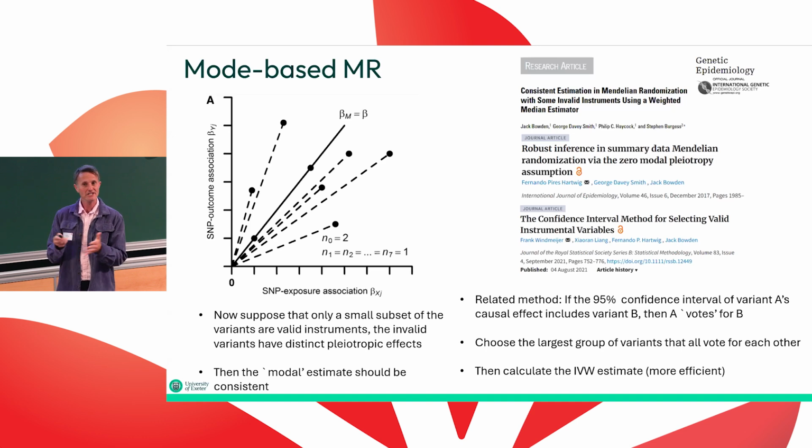And so what you imagine is that for each ratio estimate, you calculate its ratio estimate and its 95% confidence interval. And if you have a 95% confidence interval for variant A's causal effect, and it includes variant B, then that means that A, in effect, votes for B. And what you choose then is the largest group of variants that all vote for each other, and you select that as your consistent subset of the data, and then you can calculate your standard IVW estimate on that identified subset of consistent information.